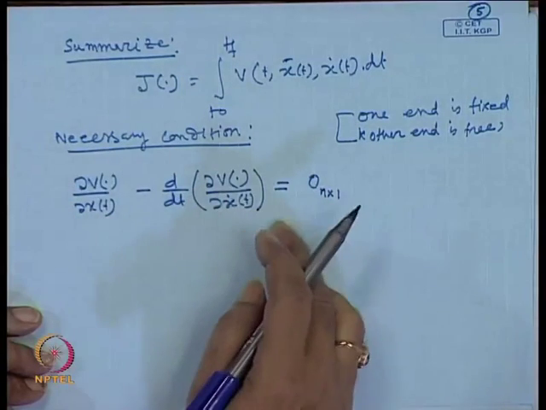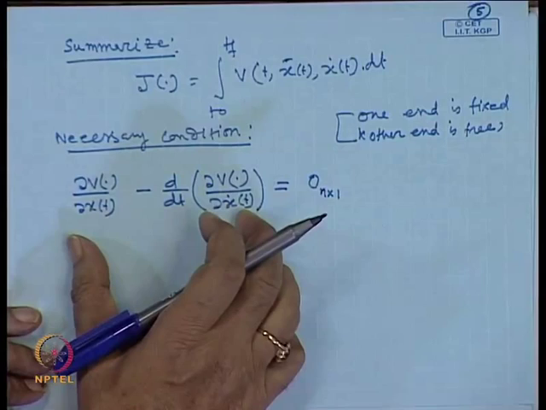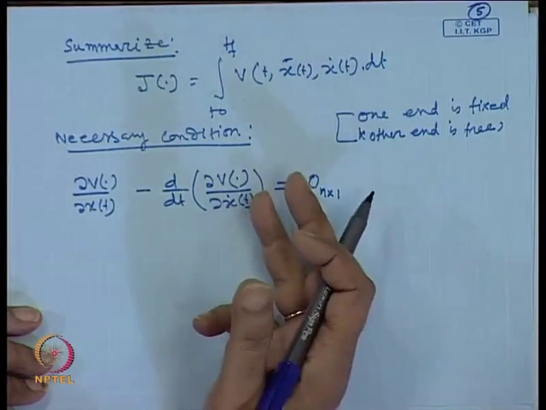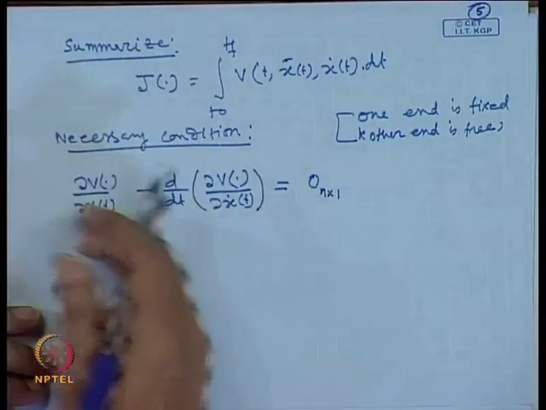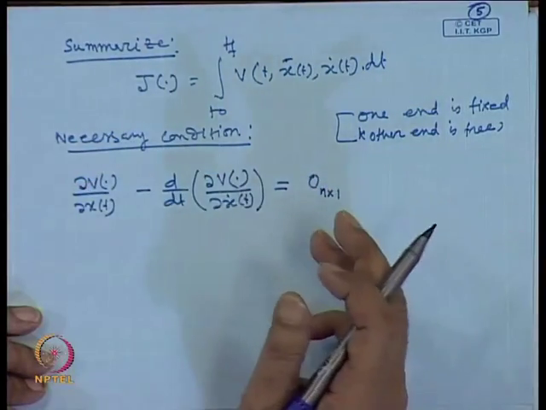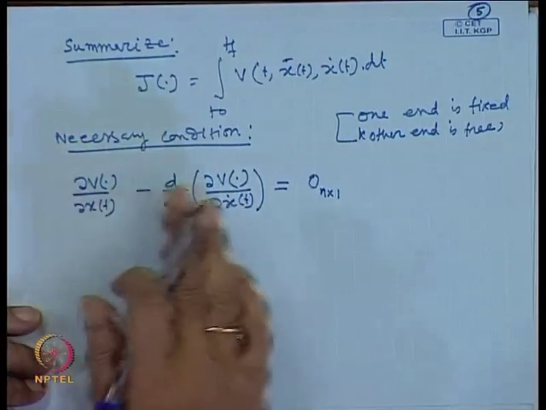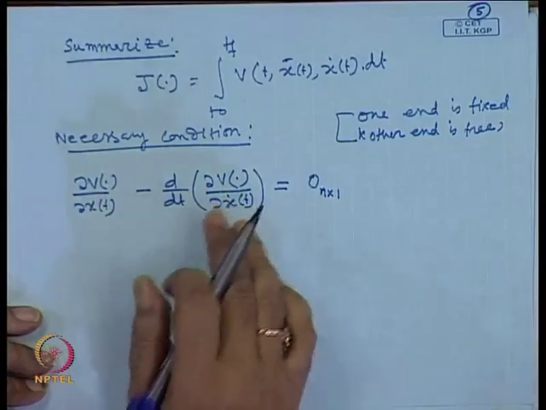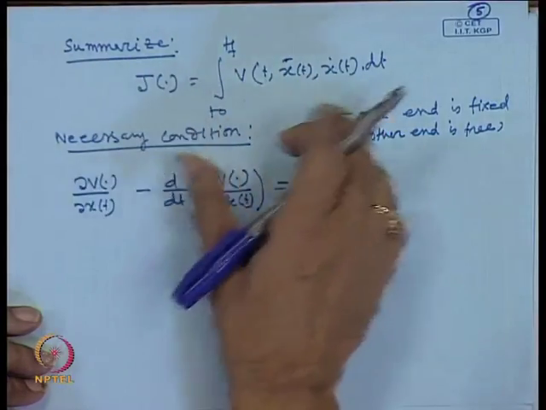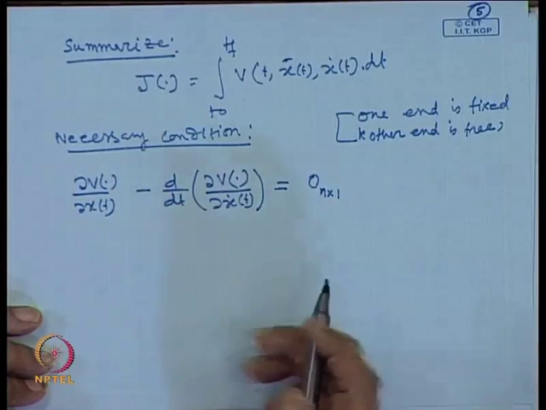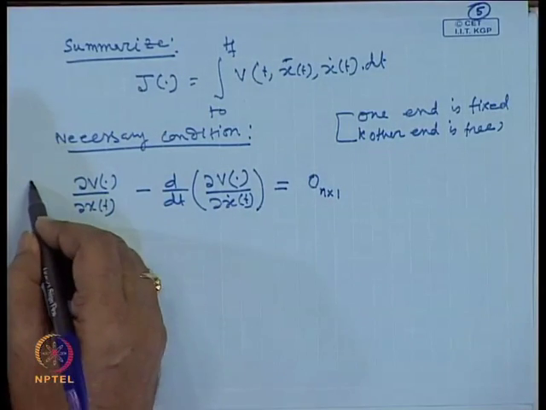So, you can give the whole bracket a star, because ultimately you have to solve this equation. The star indicates that if you solve this equation, whatever trajectory you get is the optimal trajectory. That functional value may be maximum or minimum. At this stage, the necessary condition will give you the trajectory that makes the functional value maximum or minimum. That means one has to check the sufficient condition. This is the one condition.